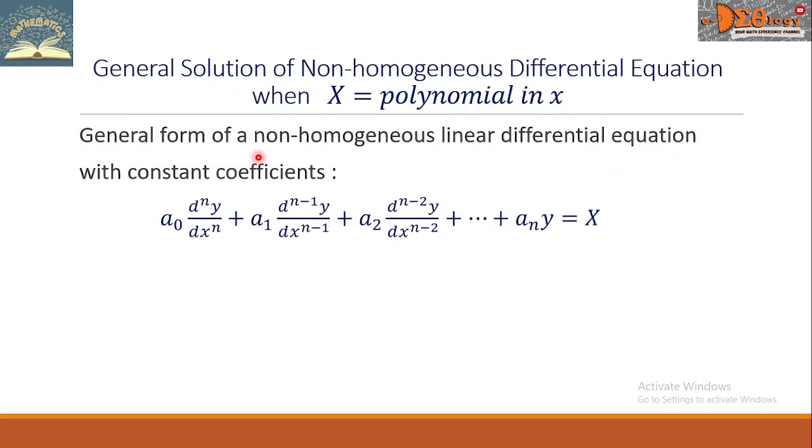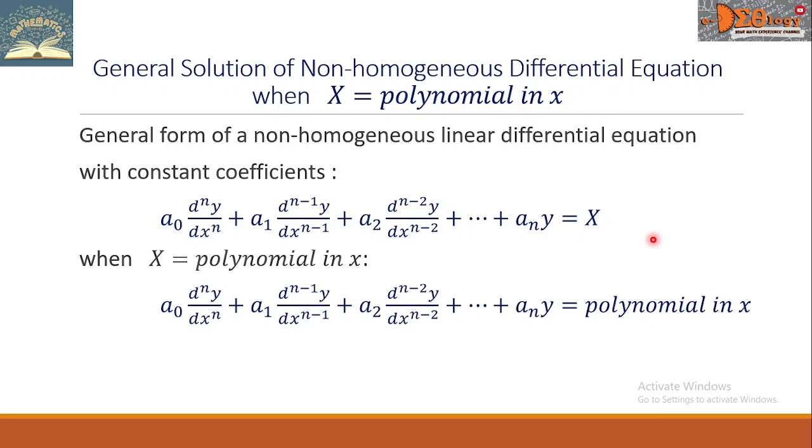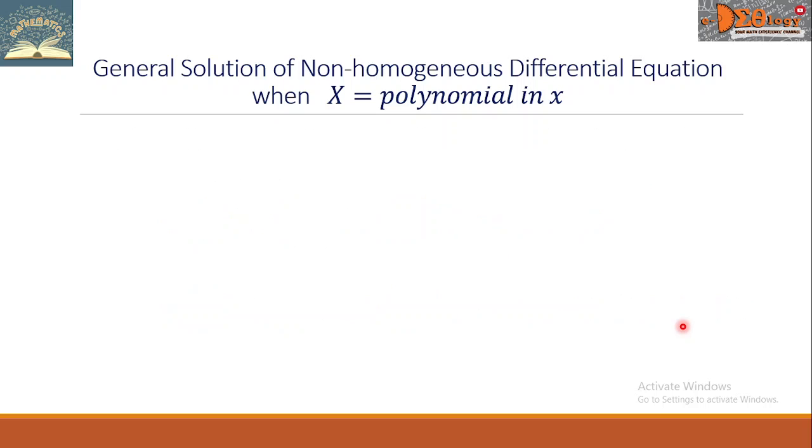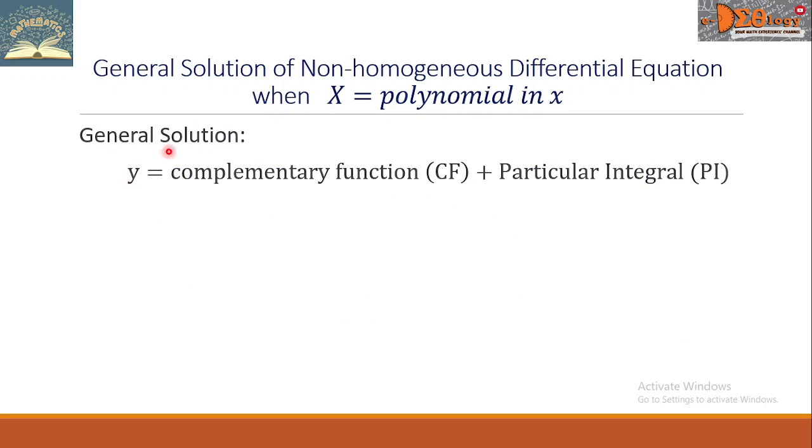The general form of a non-homogeneous linear differential equation with constant coefficients is here. Now, when the right side is a polynomial in x, the equation becomes like this. For the general solution, we say that y equals complementary function, that is the CF, plus particular integral, that is PI. We learned how to solve for CF.